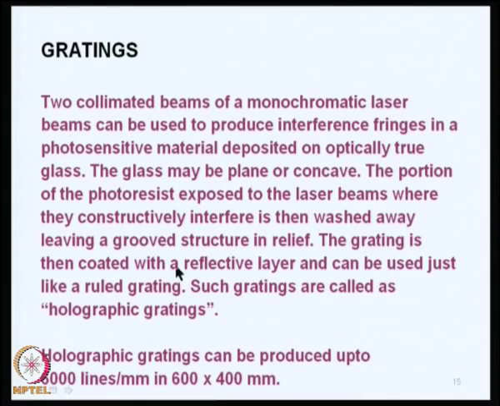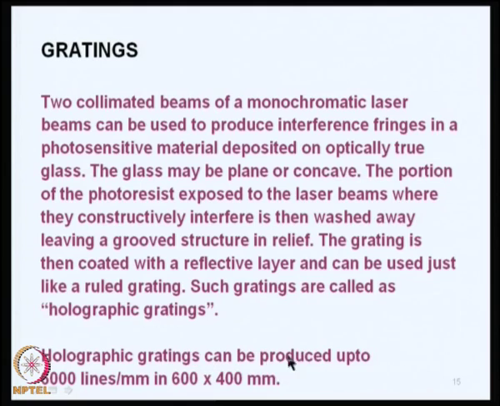So, this grating is then coated with a reflective layer and can be used like a ruled grating. Such gratings are called holographic gratings. These holographic gratings are manufactured using two collimated laser beams to produce interference fringes. Holographic gratings can be produced up to 6000 lines per mm in 600 by 400 mirrors, and you can have wonderful holographic gratings.